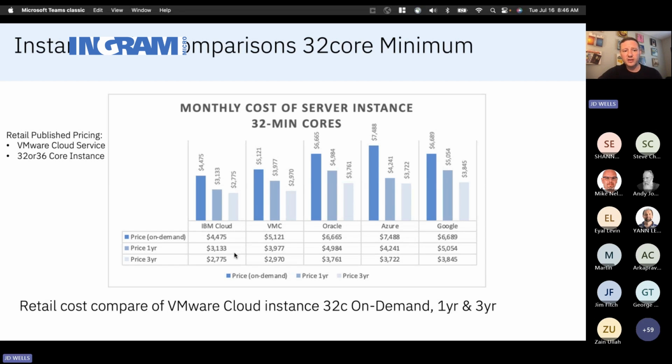So what you can see here is the pricing that is published across all of the different main cloud providers that offer VMware Cloud solutions, including IBM Cloud, VMware Cloud on AWS, Oracle, Azure, and Google Cloud. And what you'll see very quickly is on demand, IBM Cloud is the lowest cost per instance for a 32-core system. On a one-year price, we are also the lowest cost for a one-year system. And at a 3-year price, we are also the lowest cost as well.